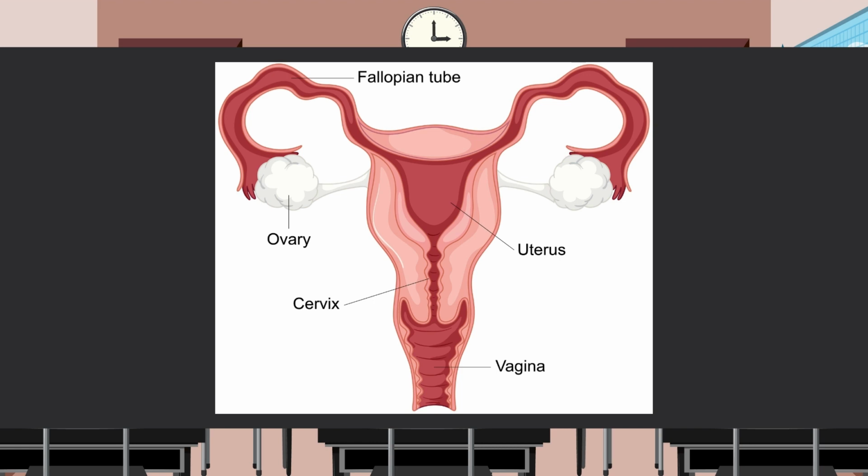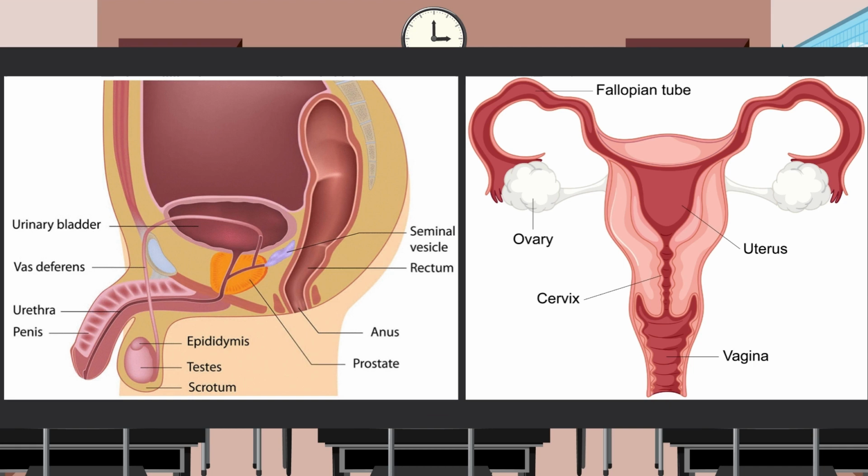In the female reproductive system, we have the vagina. This is the birth canal. It receives the sperm cells from the penis. The cervix is the boundary between the vagina and the uterus. The uterus is the mother's womb. This is the one that houses the developing fetus. And the oviducts or the fallopian tubes. This is the site for fertilization or the passageway of the egg cell.